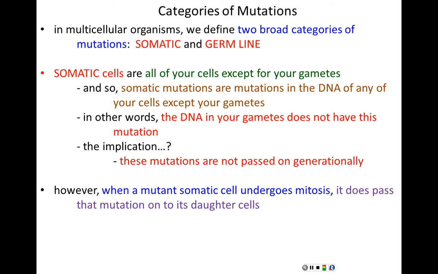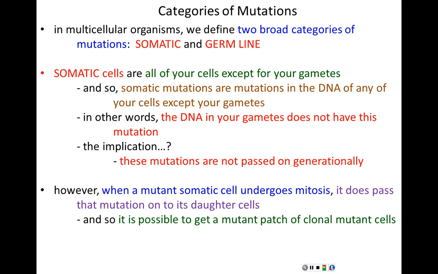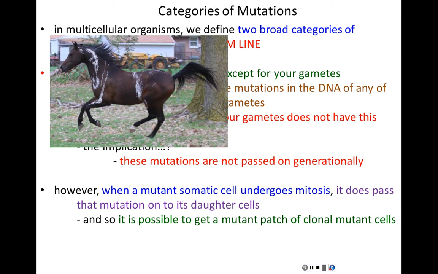However, when that mutant cell undergoes mitosis, it is going to pass that mutation on to the two daughter cells, because that's the only DNA that mutant cell has to offer. And when those two daughter cells divide, they, of course, will create four cells that all have the mutation. And those four cells will eventually double to 8 and 8 to 16. And so it is very possible, in fact it occurs, that we get a patch of mutant cells that are clonal or identical to one another in the individual. And we can see this with our naked eye.